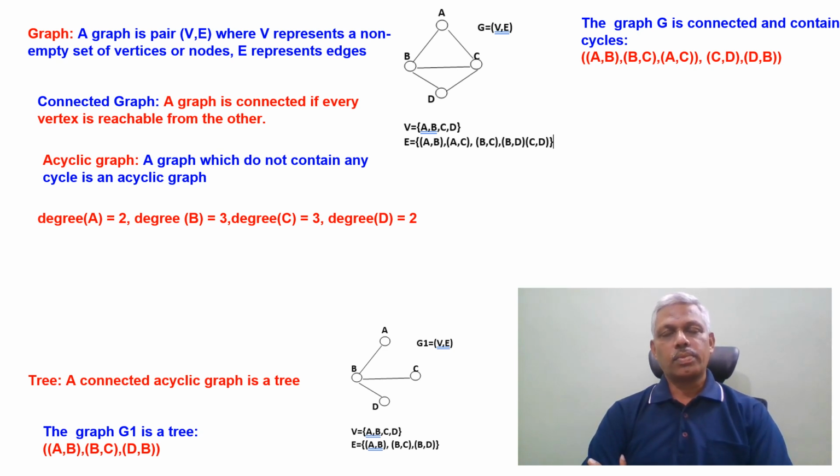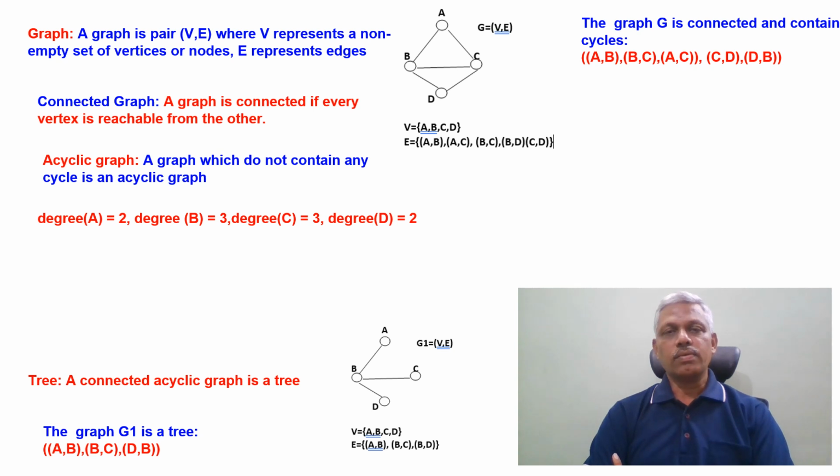So a graph can be represented as a pair V comma E, where V represents a set of vertices and E represents the edges among the vertices. Here V cannot be empty, so I can't call it a graph if there are no vertices at all. But a graph can have vertices but no edges at all. That is called a null graph. That's a special case. So V cannot be empty, E can be empty.